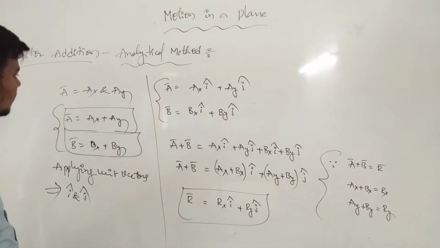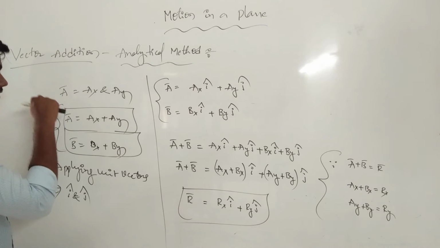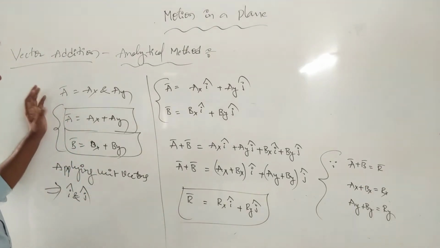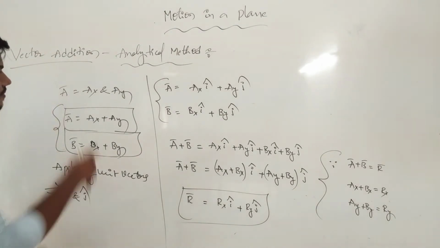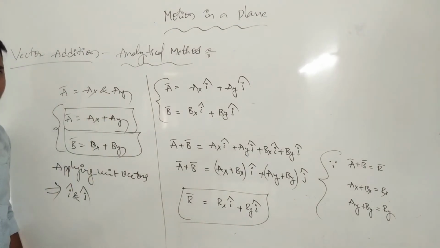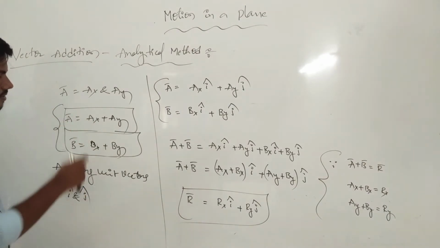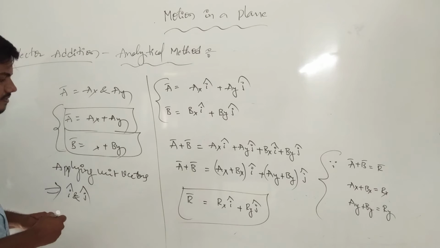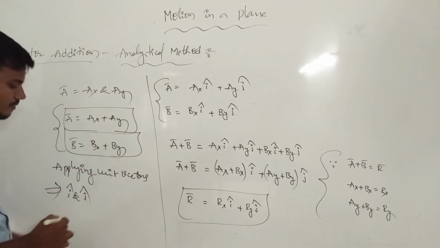Okay, if A bar is equals to our resultant vector R bar, we can introduce it into this type of letters. Now A bar is equals to Ax and Ay. Clear? Now A bar is equals to Ax plus Ay, and B bar is equals to Bx and By.